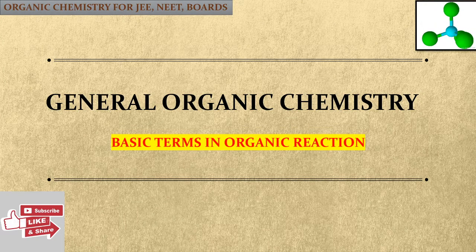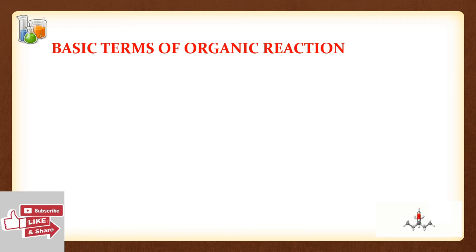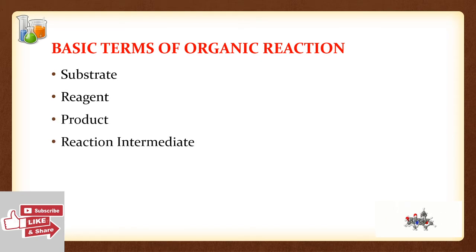So from this video onwards we are going to start the next chapter, that is general organic chemistry, which is the most important chapter in organic chemistry. In this video we are basically going to discuss the basic terms in an organic reaction. So let us look into the basic terms of an organic reaction. The first terms are substrate, reagent, product, and reaction intermediate. We'll be understanding all these four terms in detail in this video.